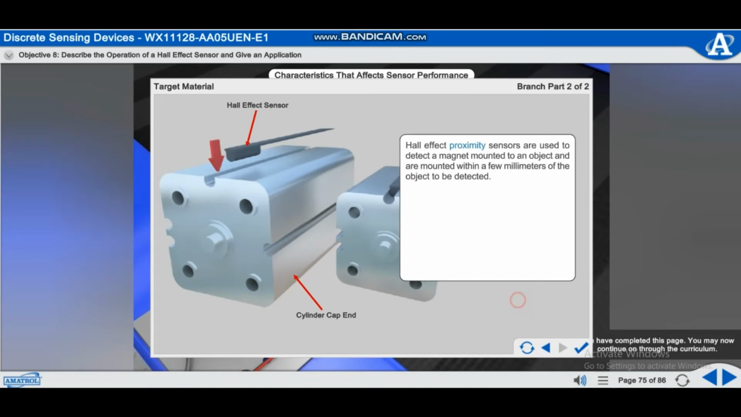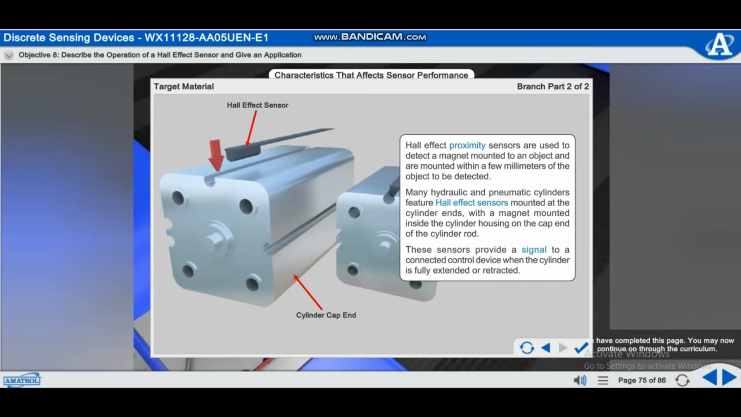Hall effect proximity sensors are used to detect a magnet mounted to an object and are mounted within a few millimeters of the object to be detected. Many hydraulic and pneumatic cylinders feature Hall effect sensors mounted at the cylinder ends, with a magnet mounted inside the cylinder housing on the cap end of the cylinder rod. These sensors provide a signal to a connected control device when the cylinder is fully extended or retracted.